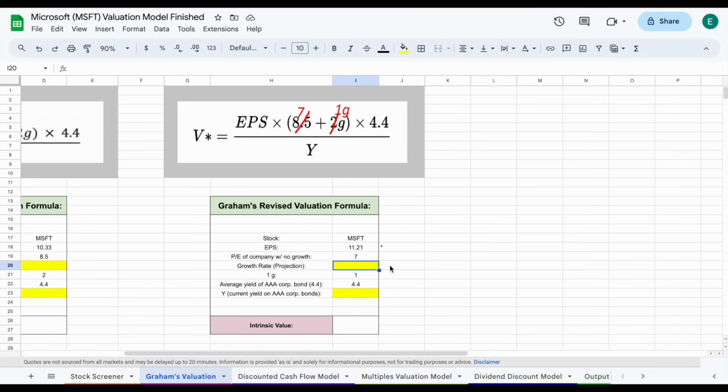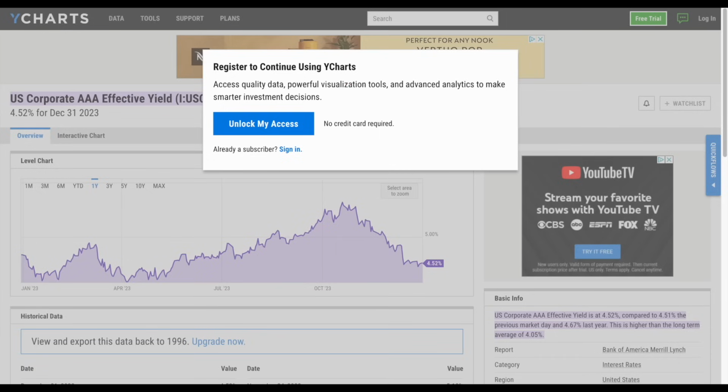But let's say after doing all of this research, we think an earnings per share growth rate for Microsoft of around 17 will be accurate moving forward. I'll plug in 17 right here. We already have our average yield of AAA corporate bonds listed in the formula, so the last thing we need is Y. And Y is going to be the current yield on AAA corporate bonds. And that's something you could easily Google and quickly find. For example, if you go to a place like Y Charts, even without signing in, you can see right here, current yield on AAA corporate bonds sitting at 4.52.